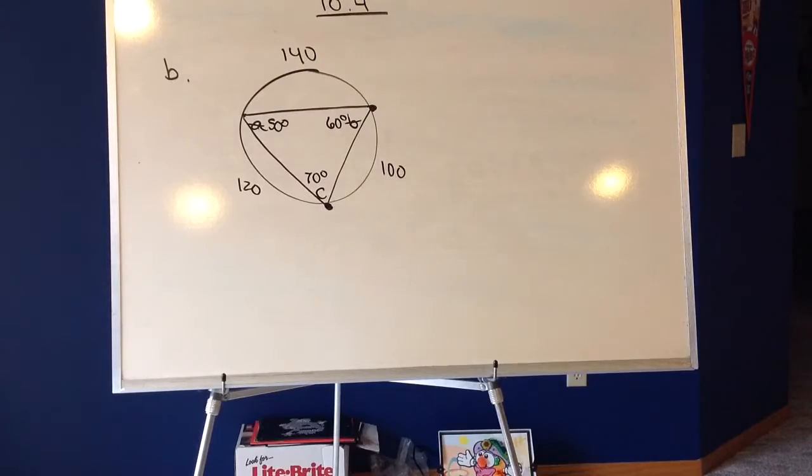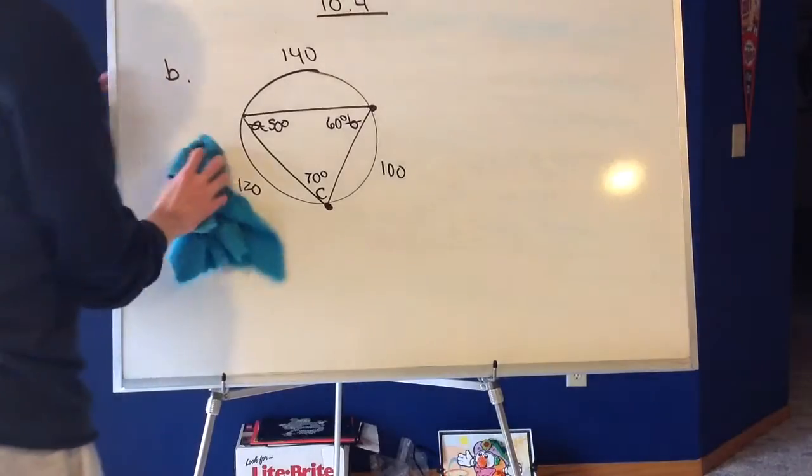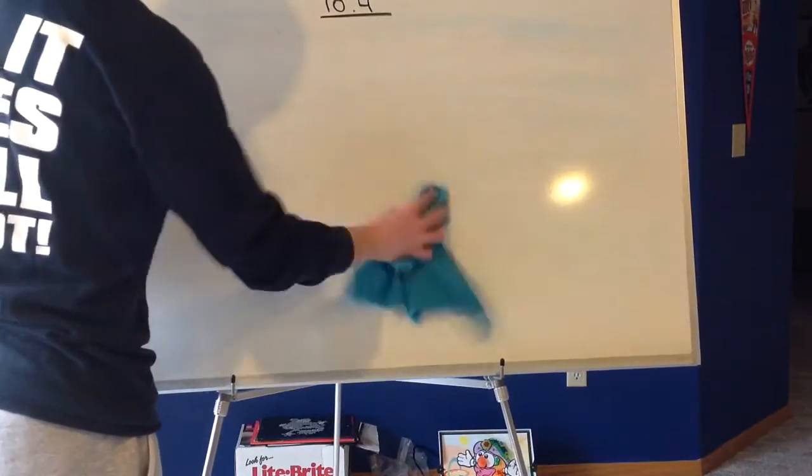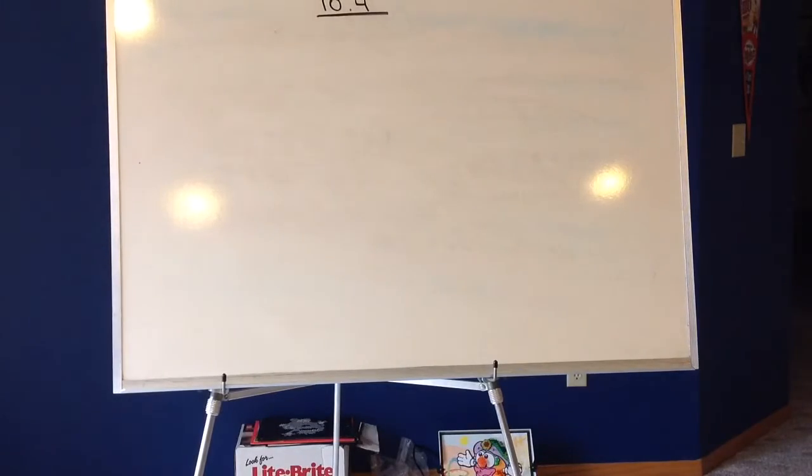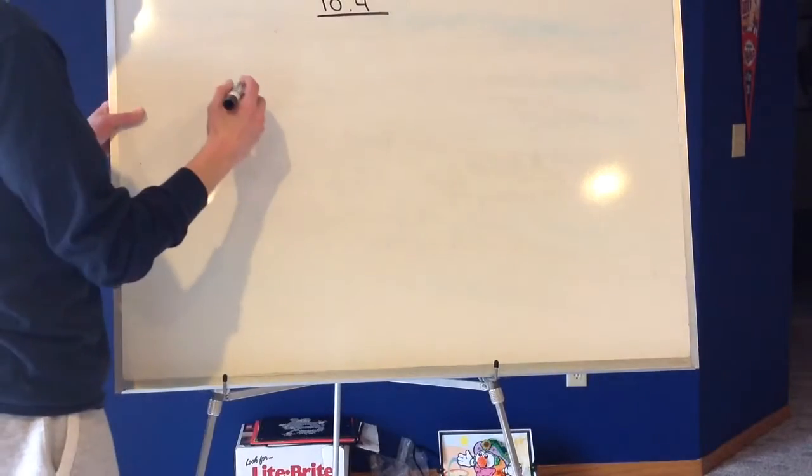Okay, the next theorem that you guys have is talking about what if I have two inscribed angles that have the same arc. If you have two inscribed angles that have the same arc, then those angles are going to be congruent to each other.